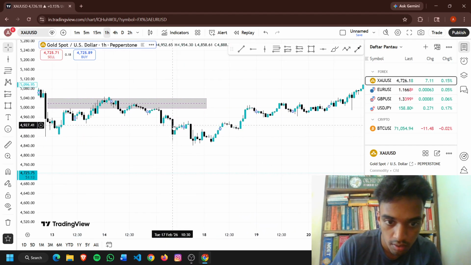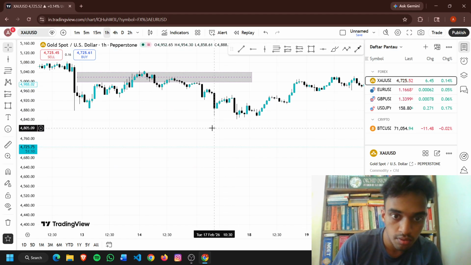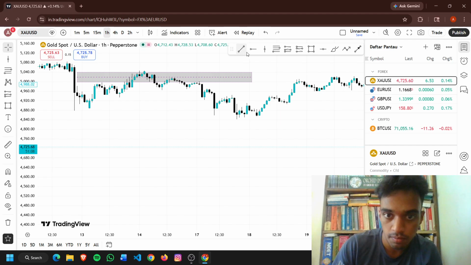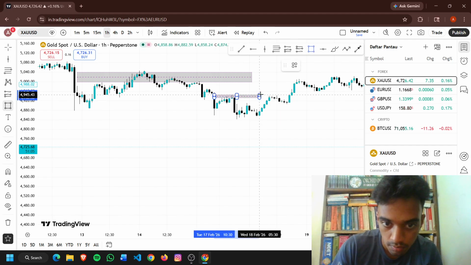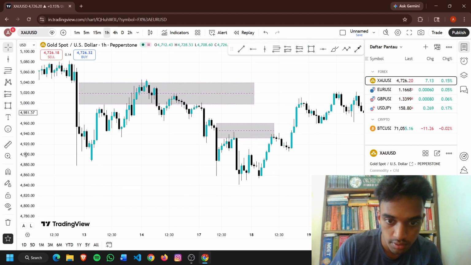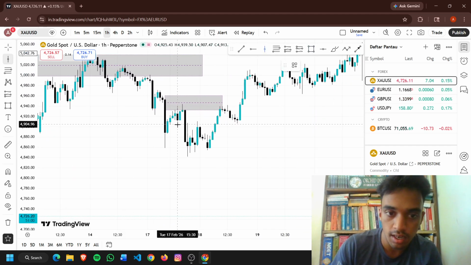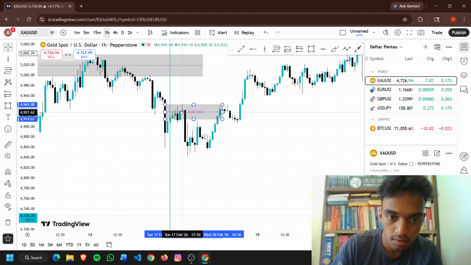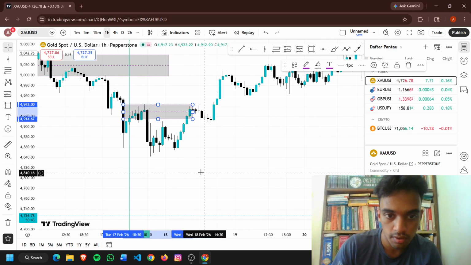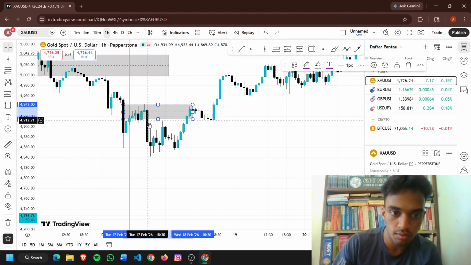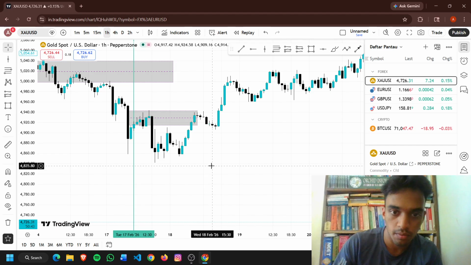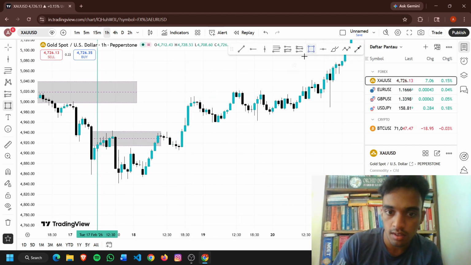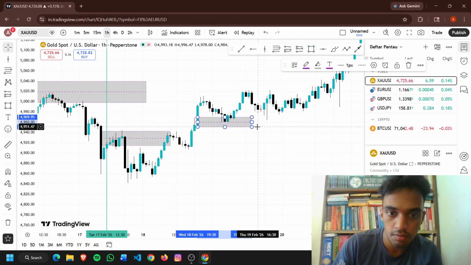See again, this is also a fair value gap. If you can see properly, just consider it till here, okay, guys. Do not consider the candle from this line. This was a fair value gap. It got filled and then it moved. Same thing, this is also a fair value gap. Got filled, moved down. This is also a fair value gap. Got filled, moved up.